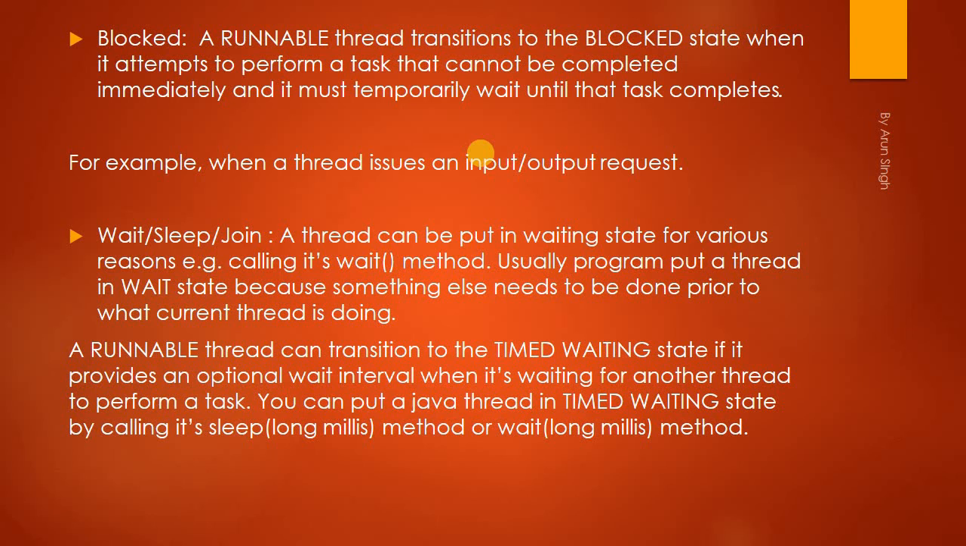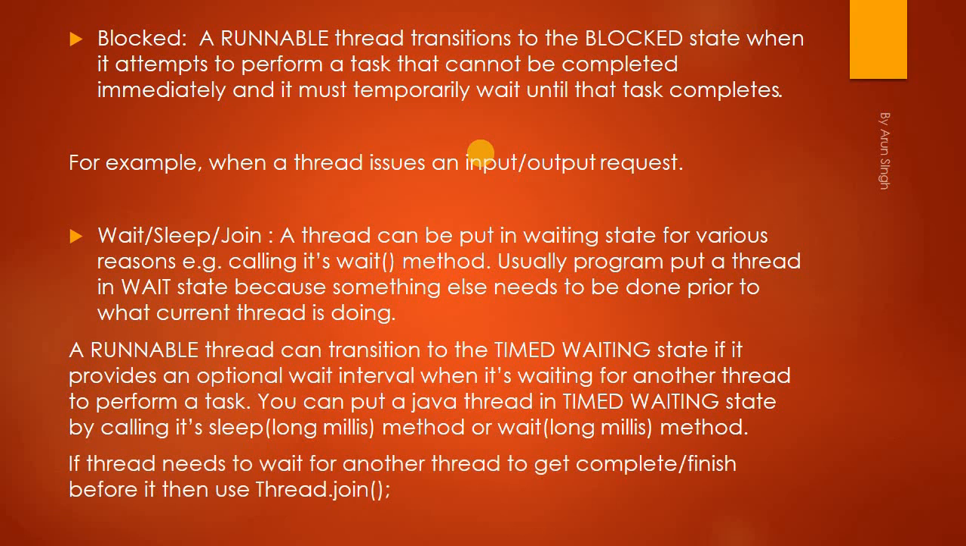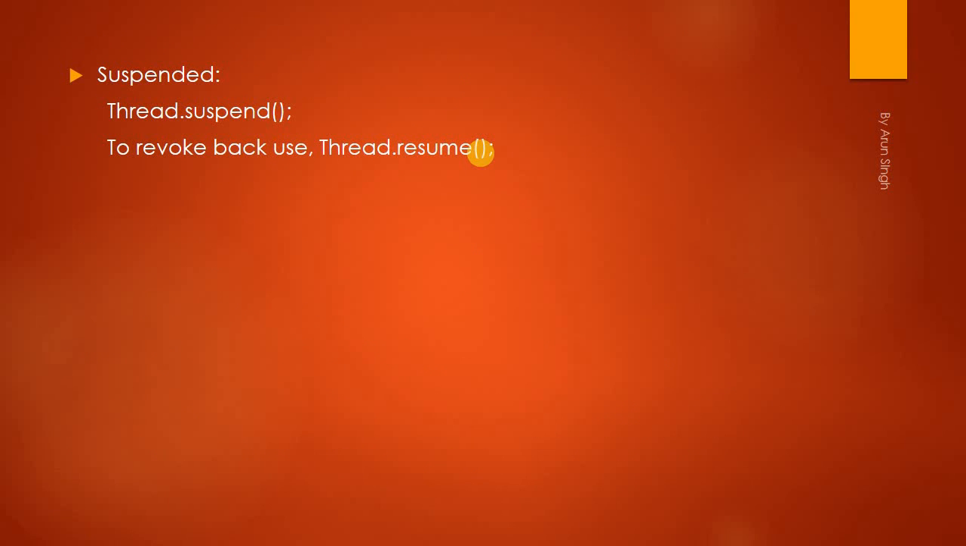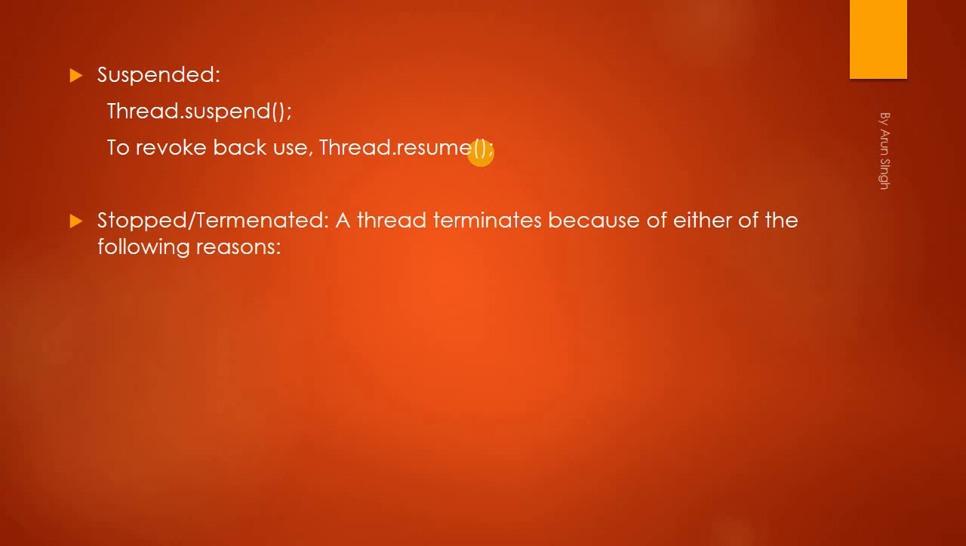You can put a Java thread in timed waiting state by calling its sleep(long milliseconds) method or wait(long milliseconds) method. In the same fashion, we have thread.join. In this, one thread will wait for another thread to complete and then it will join it. Suspended: simply call thread.suspend, and for revoking it back you need to use thread.resume. In new versions of Java, both suspend and resume methods are deprecated.